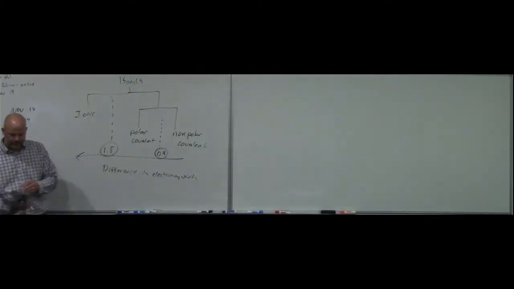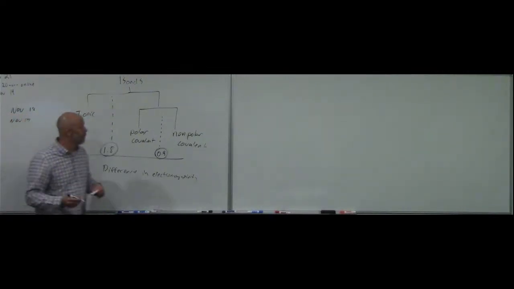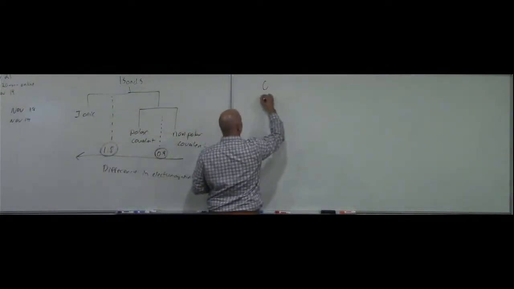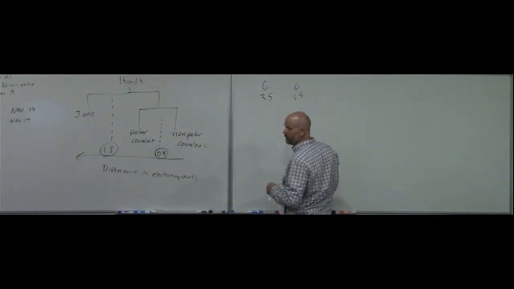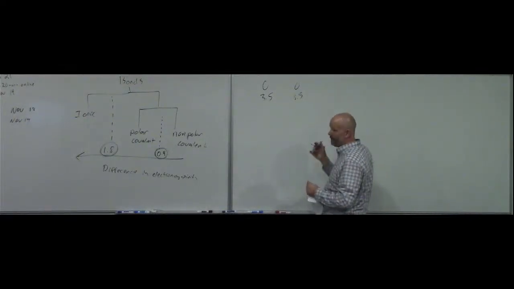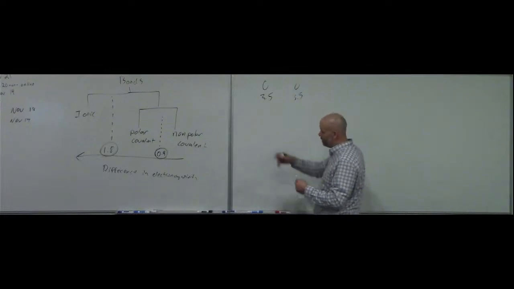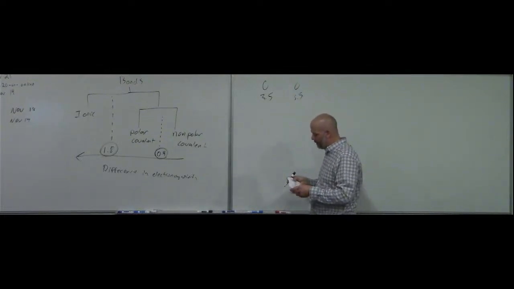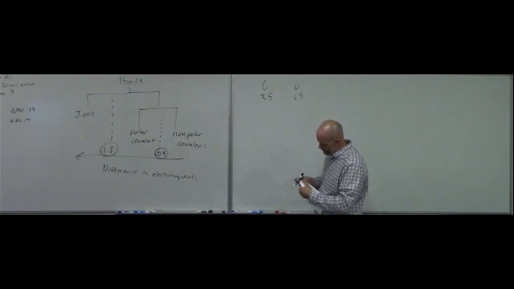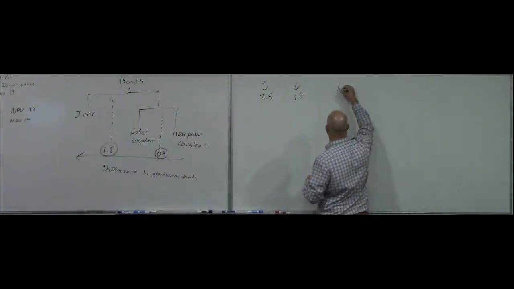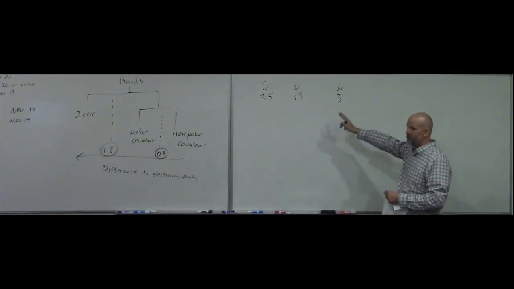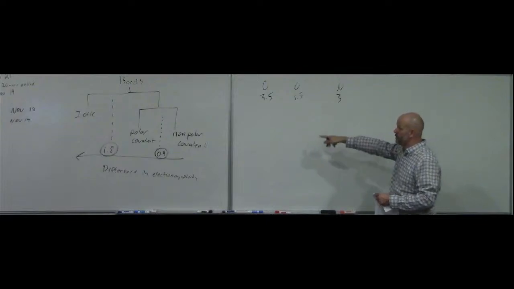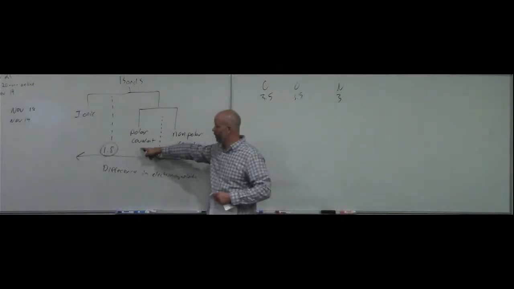For instance, oxygen has an assigned value of 3.5. If I bond that with oxygen, what's the difference? 0. So what kind of bond am I going to get? It's going to be a nonpolar covalent bond. If I bond it with nitrogen, which has a 3, what kind of bond am I going to get? Polar, because the difference is 0.5, which is greater than 0.4, therefore I'll have a polar covalent bond.